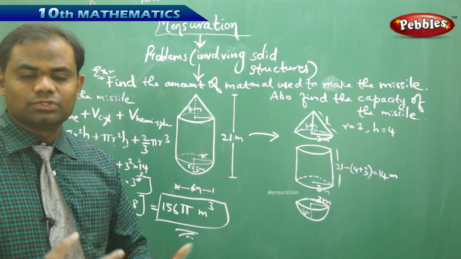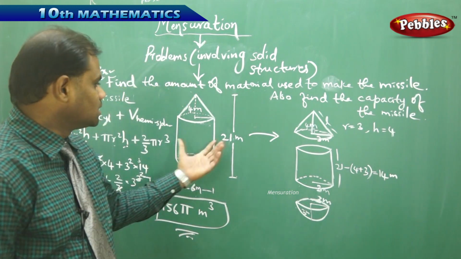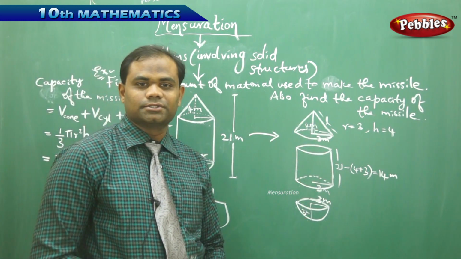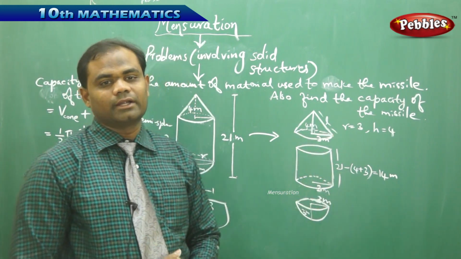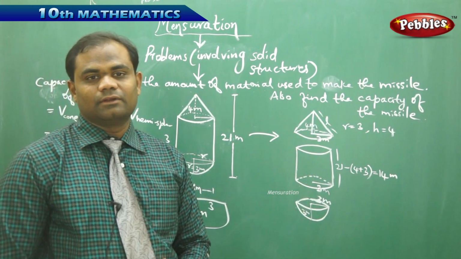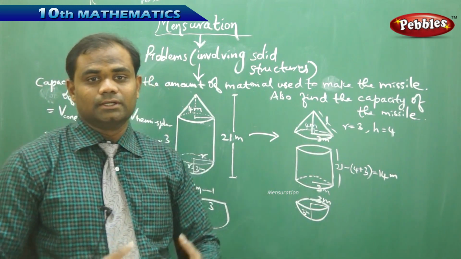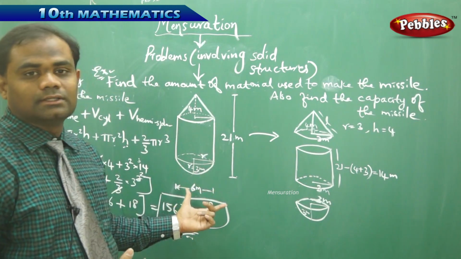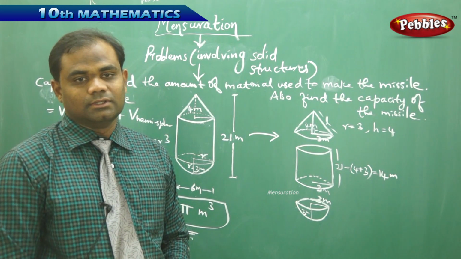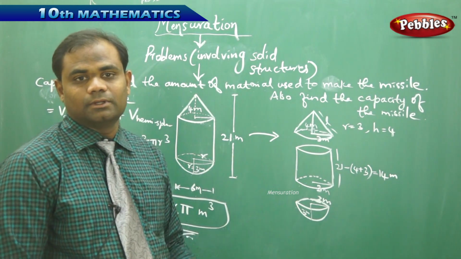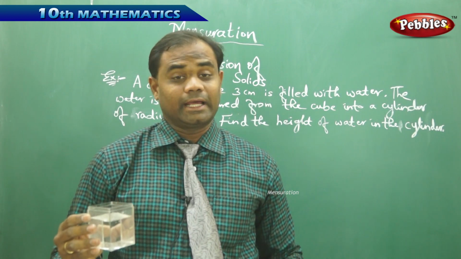So this is how we do many problems in mensuration, where the combined structures are divided into the solid structures, and then we find separately the areas and volumes respectively for each of them. And once we find separately for each of the areas and volumes, we club them together, and finally we get the areas and volumes of the desired combined structures, the missile being one of the examples. Now let's see a problem as an activity.